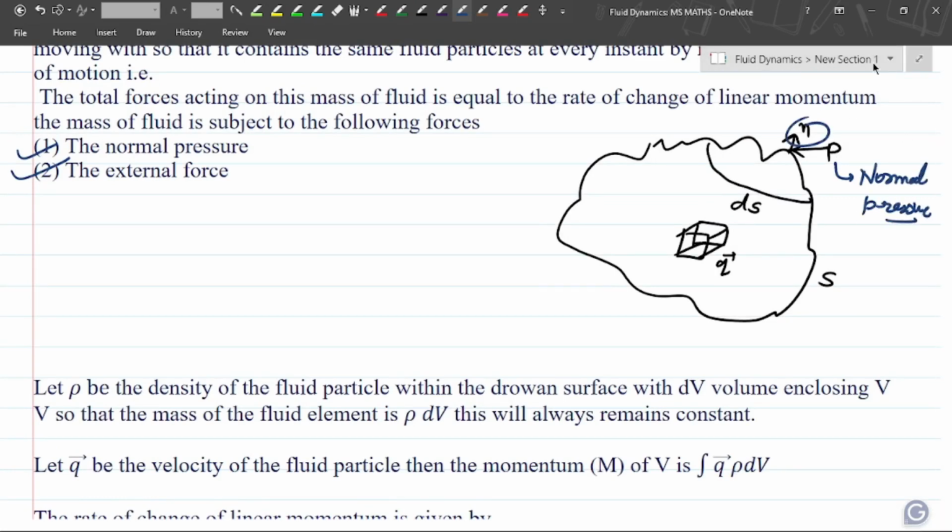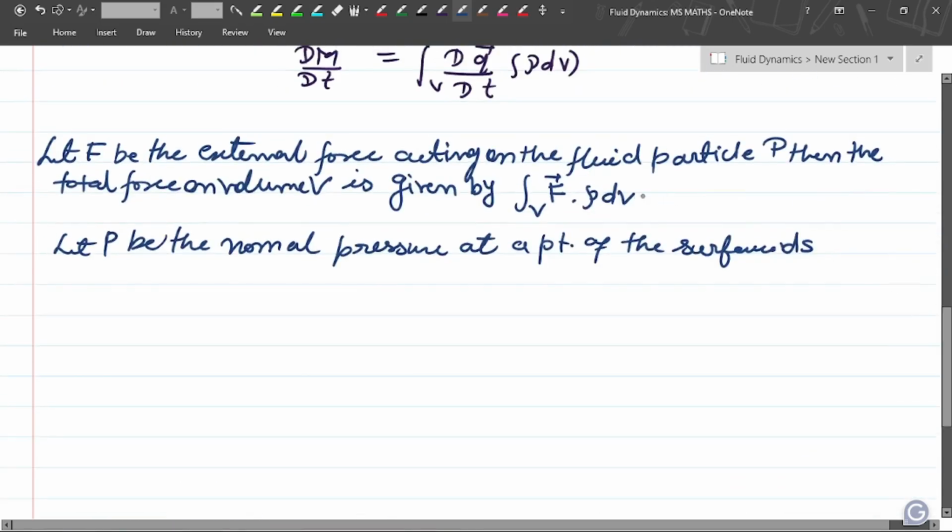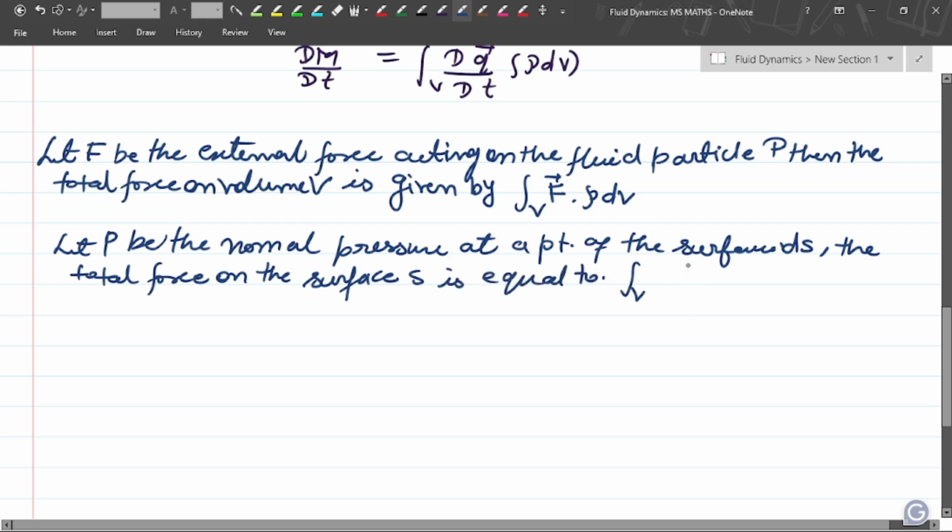Okay, it is the direction, normal direction, and P will be the normal pressure for this surface dS. Okay, then the total force on the surface S is equal to the integration over the S, that is basically pressure into minus n cap dS, where minus is downward.